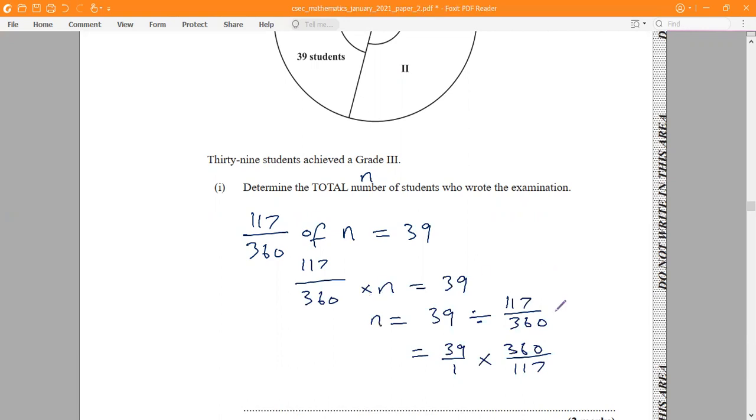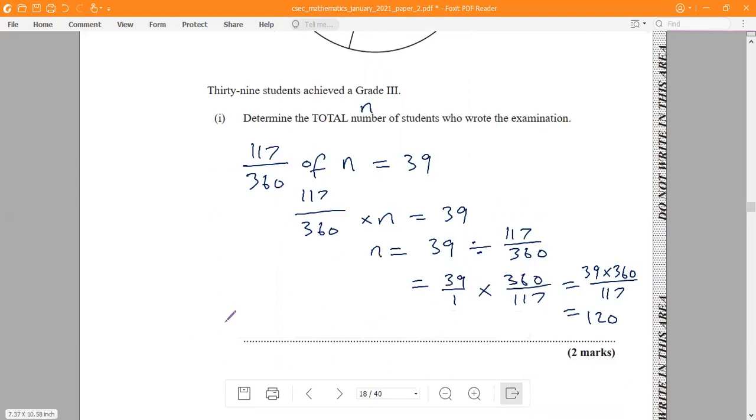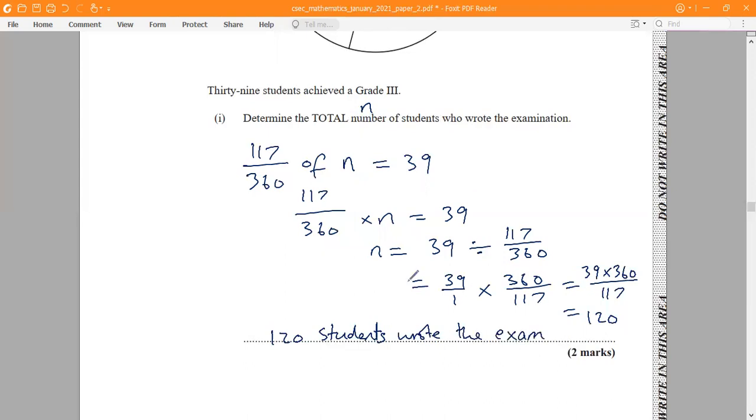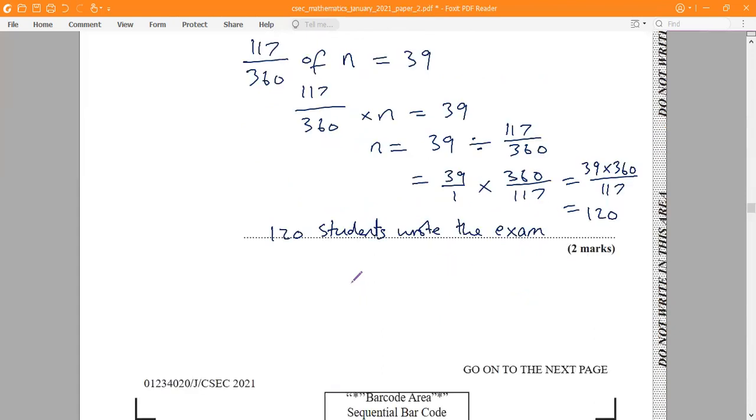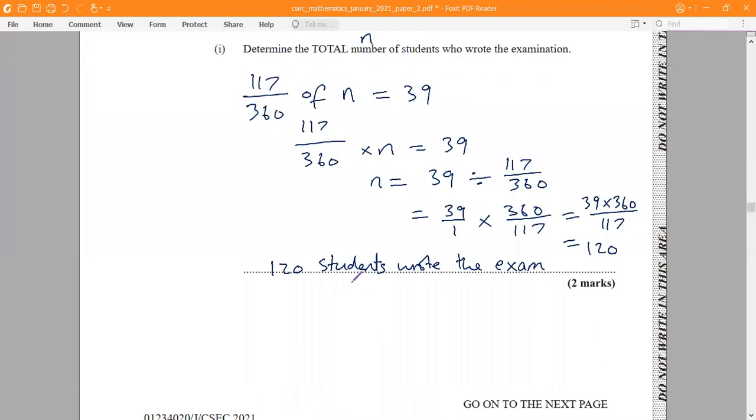Okay, and 39 multiplied by 360 and divided by 117 would give 120. So we have 120 students as our answer, right? 120 students wrote the exam. All right, that's the total number of students N.